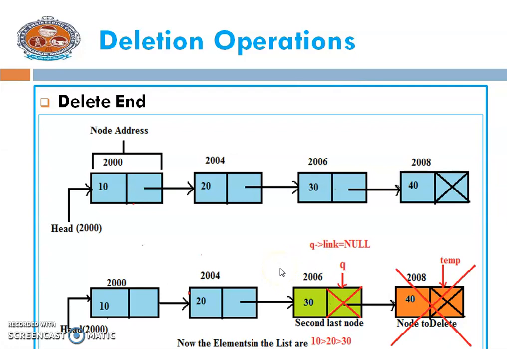If the last node is a head node, then make the head node as null. Else, disconnect the second last node with the last node. This connection should be disconnected. That is, q of link is equal to null. Free the memory occupied by the last node. That is, free of temp. So after deleting, we are deallocating the memory occupied by temporary variable. So after delete end operation, the elements in the list are 10, 20, 30 respectively.